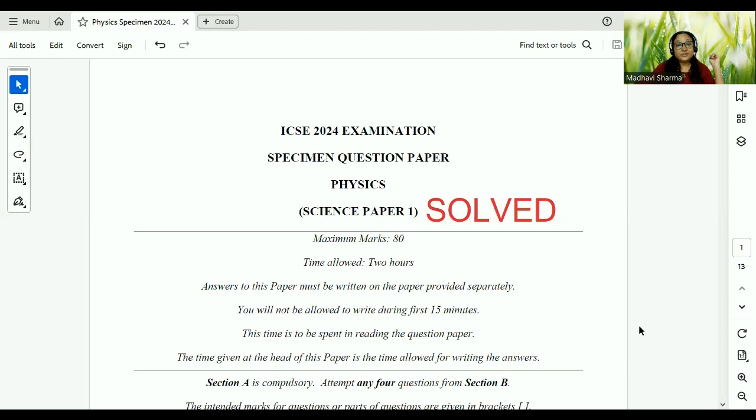वो पहले वाला पेपर नहीं है ये जैसे 2024 में थोड़ा सा डिफरेंट है, the style is little different. I think it's more applications. Okay, so without wasting time, let's start. So children, ICSE 2024 physics science paper 1 solved. Let's start.